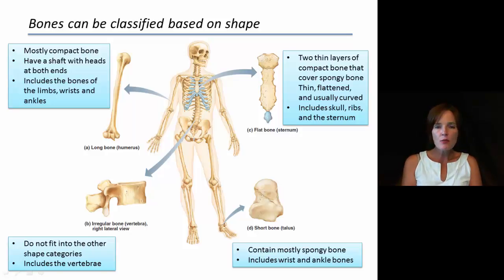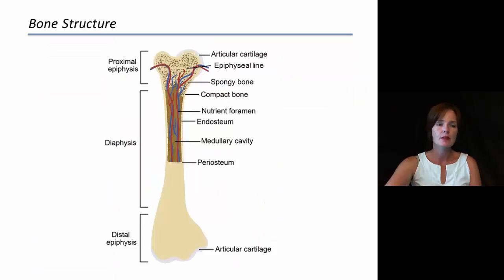So because of that, we do call them irregular bones. They have a very odd shape to them. And this is going to include the bones of the vertebrae. We've got one example of it right here. You can see how it has a very unusual shape to it. So it doesn't really fit into the other 3 categories that we've distinguished.